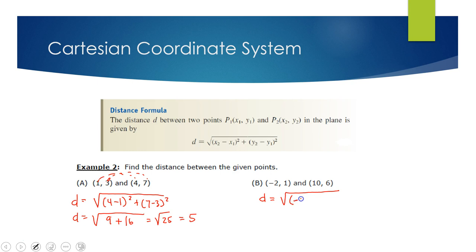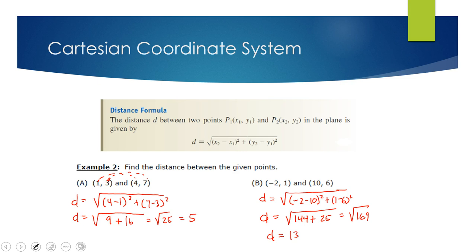So if I do negative 2 minus 10 squared plus 1 minus 6 squared, negative 2 minus 10 is negative 12. Negative 12 squared is a positive 144. 1 minus 6 is negative 5. 5 squared is 25. So that equals the square root of 169, and the square root of 169 is 13.